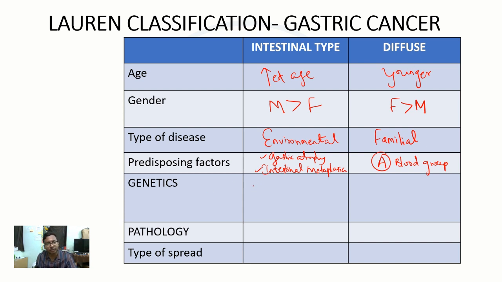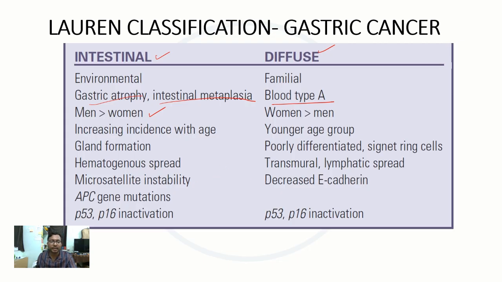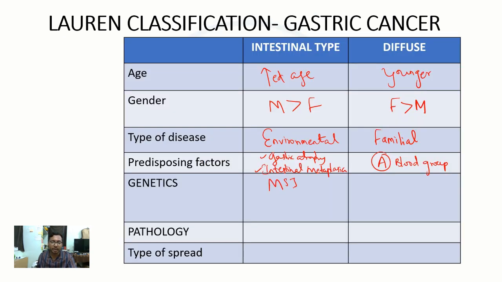Then coming to the genetics, very important. You need to remember there will be microsatellite instability and APC gene mutation. APC gene mutation will be there in case of intestinal type of gastric cancer. And there will be commonly P53 and P16 inactivation in both intestinal type and diffuse type. So there will be inactivation of both P53, which is your tumor suppressor gene, and the other one is P16. Both are inactivated in both types of gastric cancer, right?